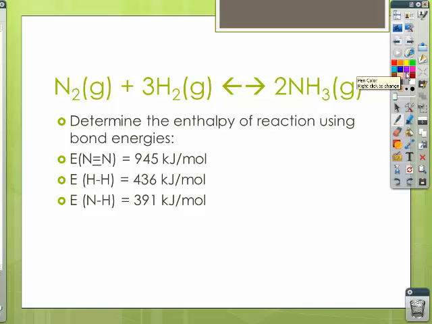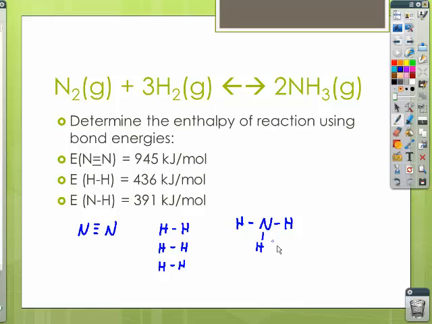You have the good idea in any of these problems to draw the structural formula of either the molecule or compound. So nitrogen would look like that, and you have 3 hydrogens, and you're forming 2 ammonia groups. So the reason why you do this is to show that you have the different types of bonds and you can count how many bonds.